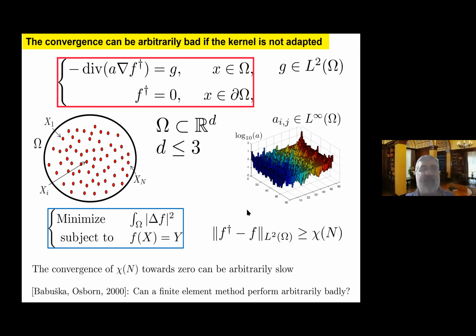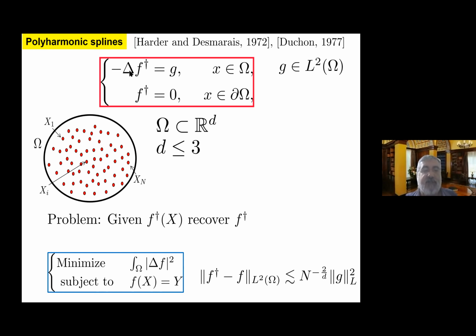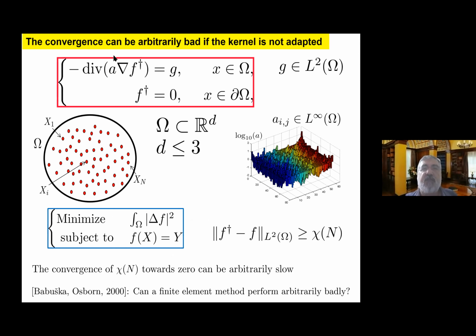Now, this doesn't mean that all kernel-based solutions are good. In fact, if you replace the Laplacian in the previous PDE by a divergence form elliptic operator with rough coefficients, then the convergence of the previous kernel-based method can be arbitrarily bad. Why is it so? This is because the kernel associated with this variational problem is not adapted to the underlying PDE or physics.